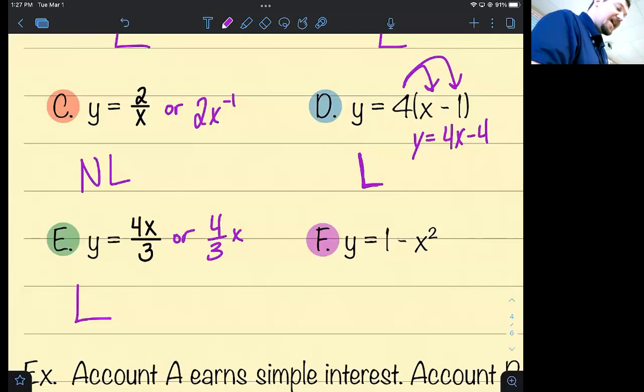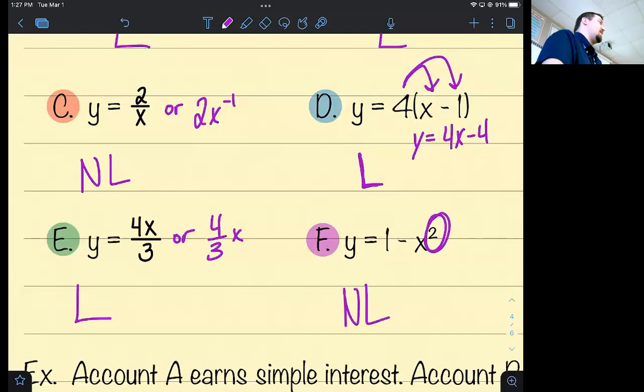Oliver, nonlinear, why? Exactly right. Yeah, some sort of parabola form.